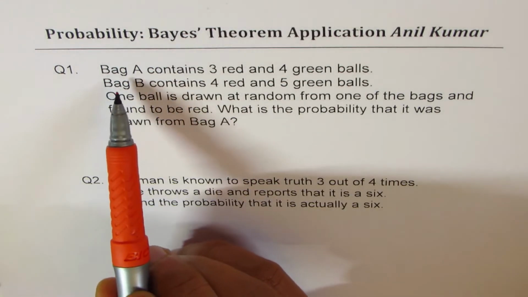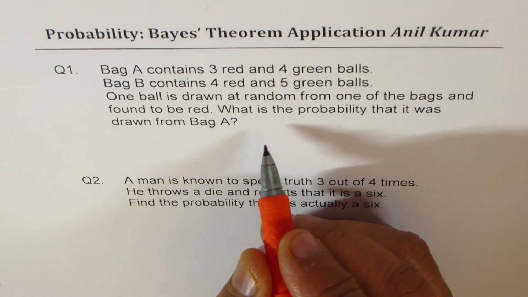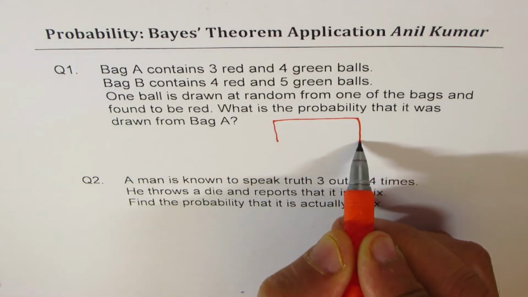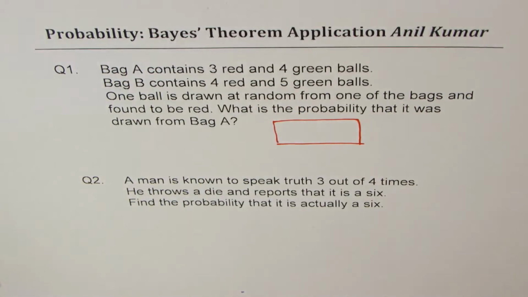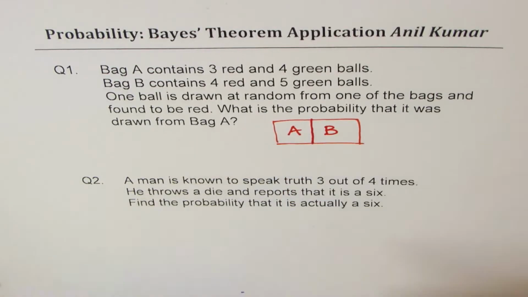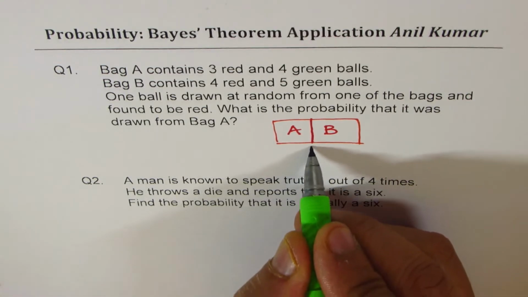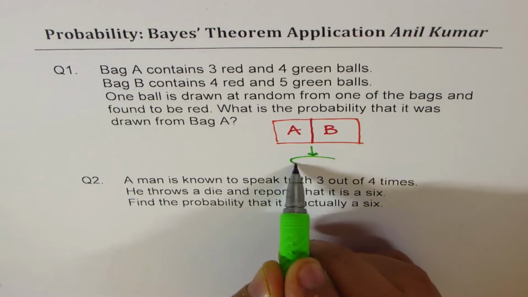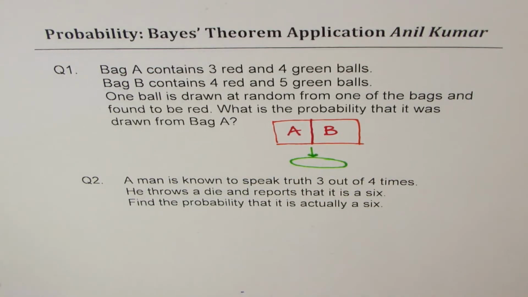So in the first question, we have bag A and bag 2. So you could think like this, that we have a sample space here. Only 2 items in the sample space, right? So let's divide it into 2 parts. One of them is bag A, the other one is bag B. Is it okay? Now, the event is to draw a ball, and we know the result, which is a red ball, right? So we draw a ball and we get the result as a red ball.